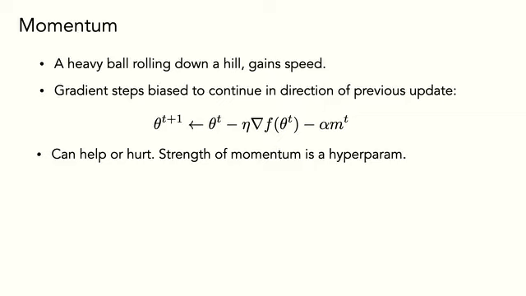A popular example of this type of momentum in gradient descent is Adam, if any of you have heard of the Adam optimizer. This is something that is pretty commonly used.